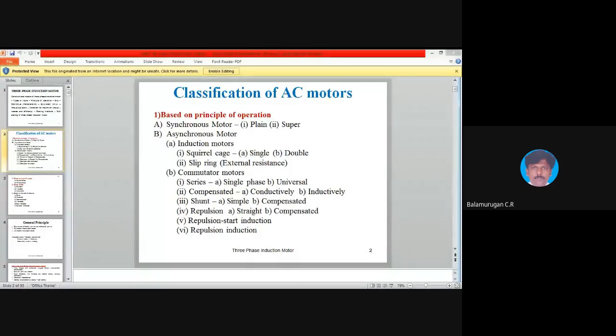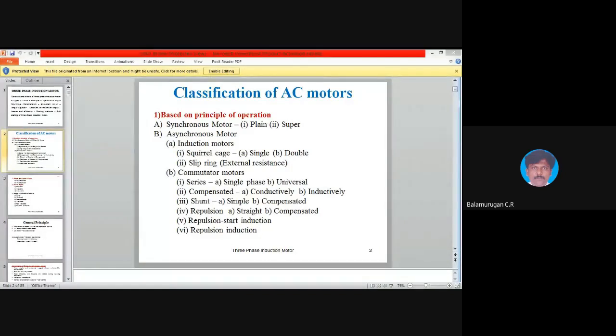We already have a single phase transformer. What is the need to go for a three phase transformer? Do you have any idea? So what is the need to go for a three phase transformer? It is the rating. If you want more rating, we go for a three phase induction motor.